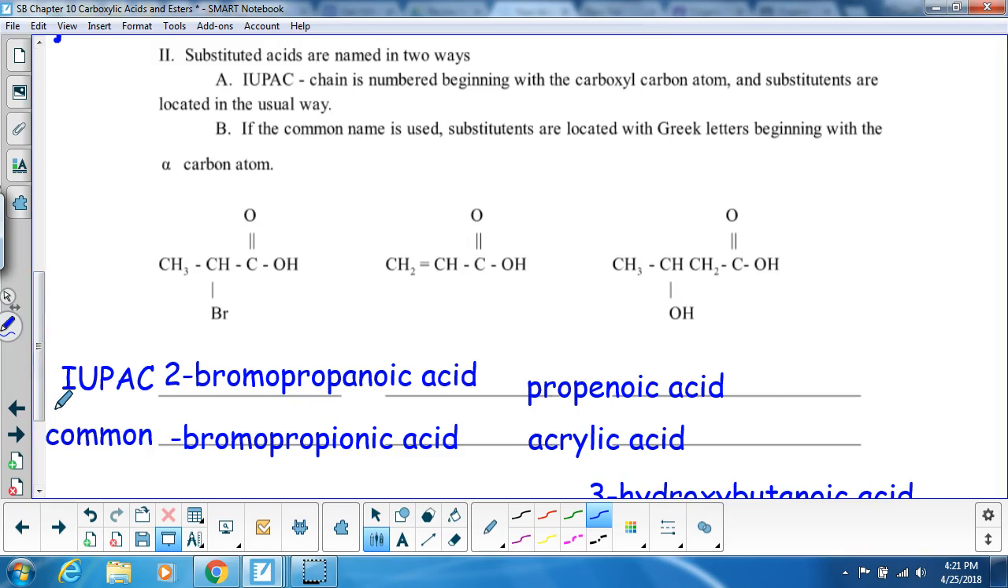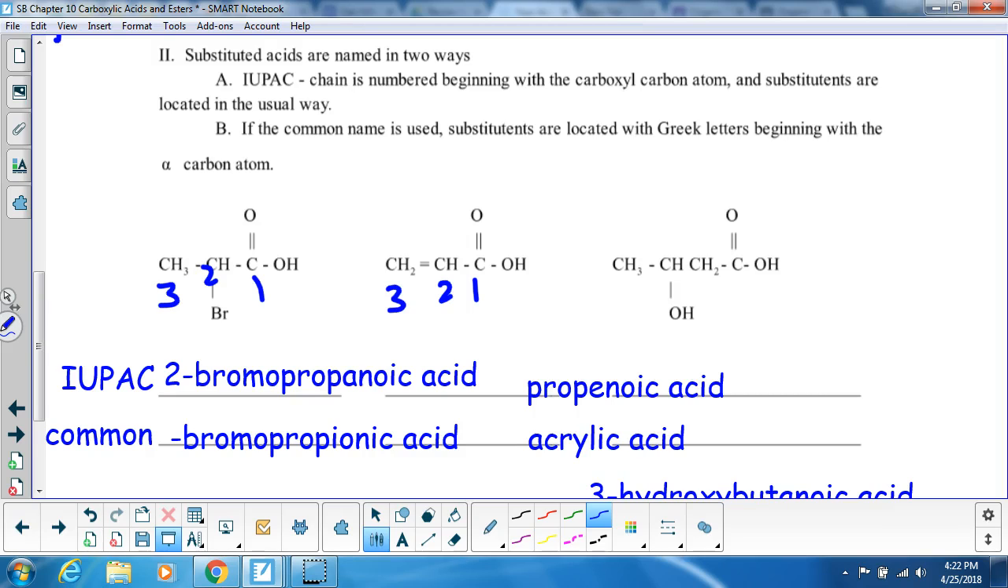So here we have the first one, the IUPAC name is 2-bromopropanoic acid. Remember, this is always your first, okay? The common name would be bromopropanoic acid. Don't worry about that. All right. So what about over here? 1, 2, 3. That's prop.